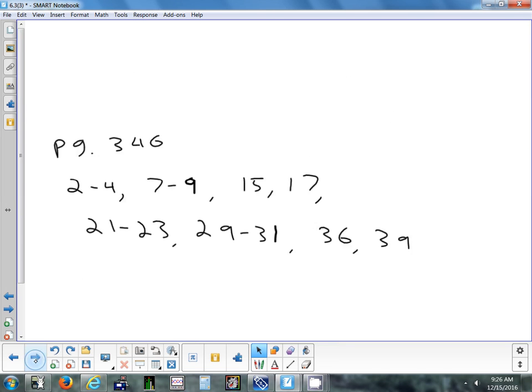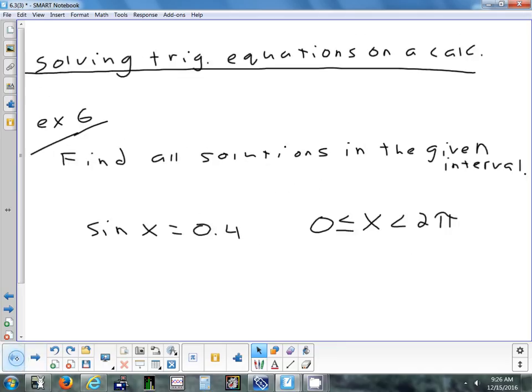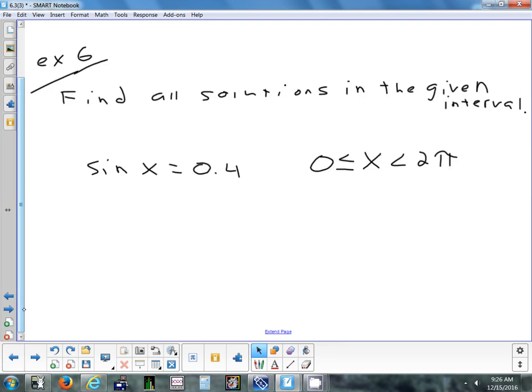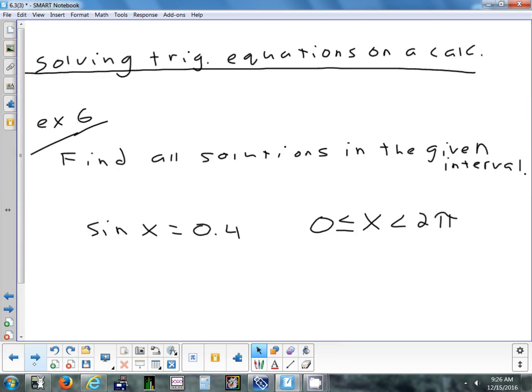All right, so let's look at solving some trig equations on the calculator. Not even going to say anything. I just want you to look at that and see if you can tell me what to do. You've done the process to solve this, you've done before. We've just always done it with algebraic functions. Now we're doing it with trig functions.